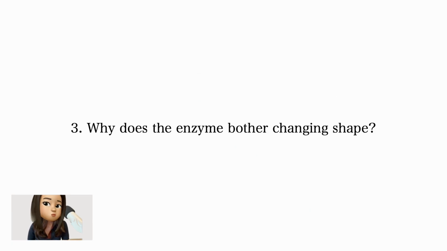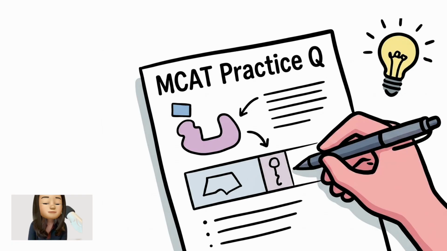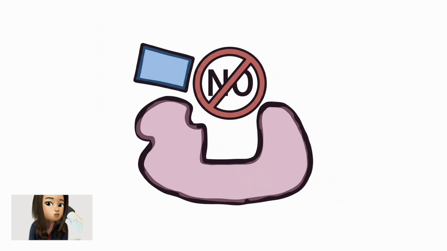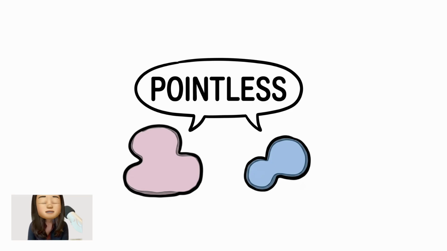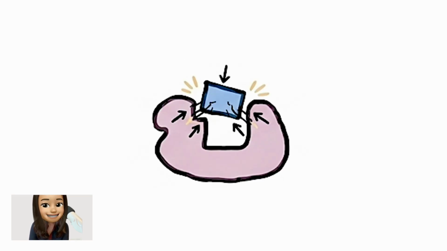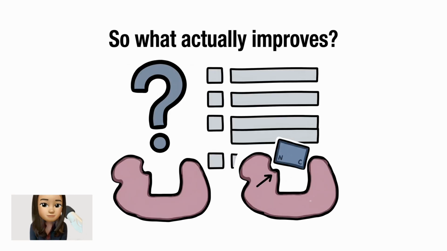Chapter 3. Why does the enzyme bother changing shape? This is the part MCAT questions love. The enzyme is not changing shape just to grip on to the substrate better. That would be pointless if nothing else changes. Instead, the shape change is about making the interaction easier. So what actually improves? 3 things actually.